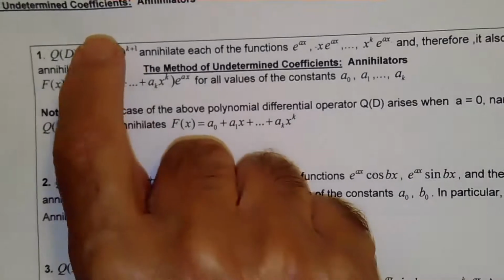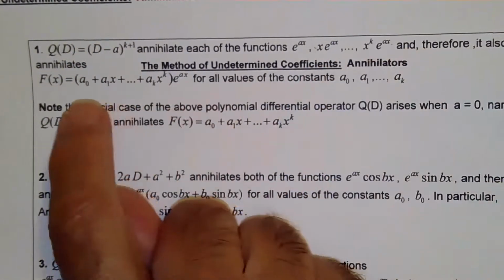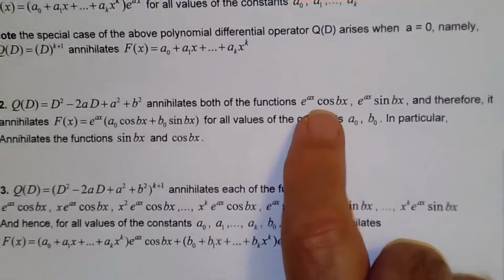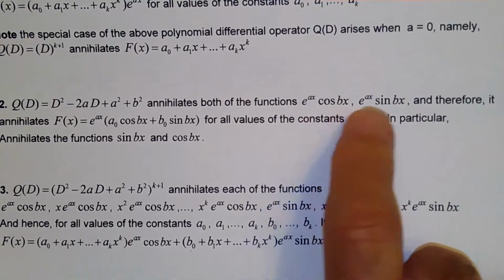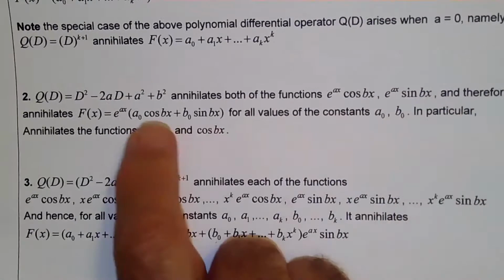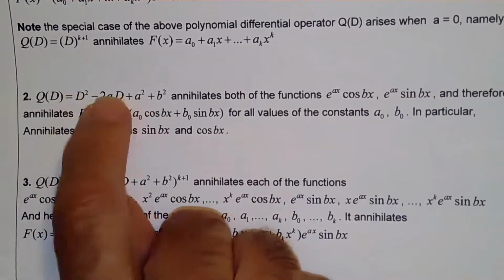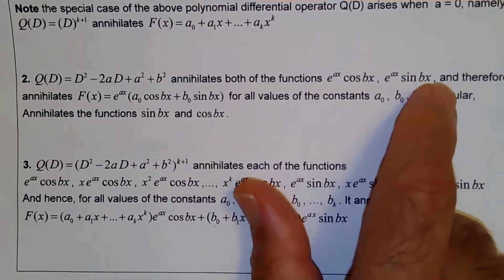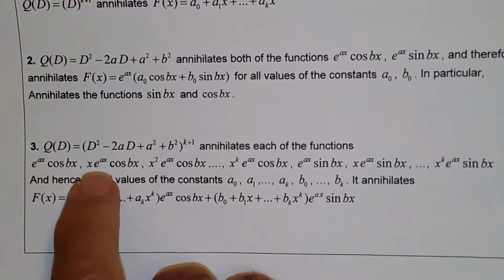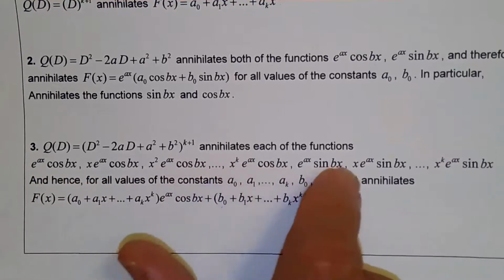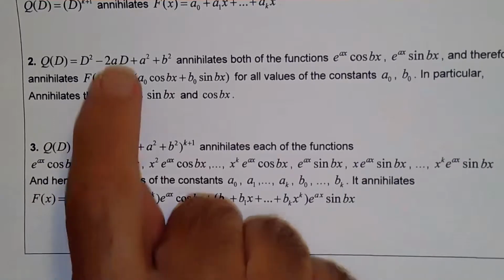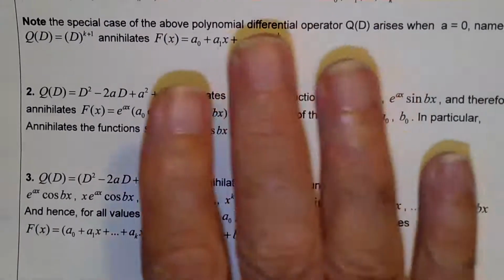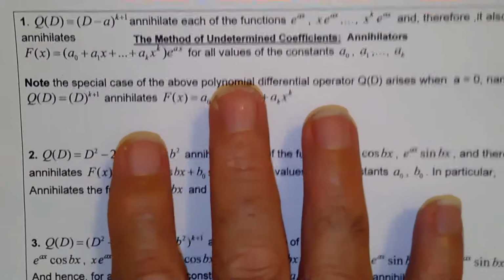By the way, this guy annihilates all of these and linear combinations of those. This guy annihilates e to the ax cosine bx, e to the ax sine bx, or any combination of these two. This is your annihilator. If you add a factor of x to these, such as x squared, x to the k, then your annihilator is the same as before, except you have to raise it to k plus 1. So I hope you have this handy.